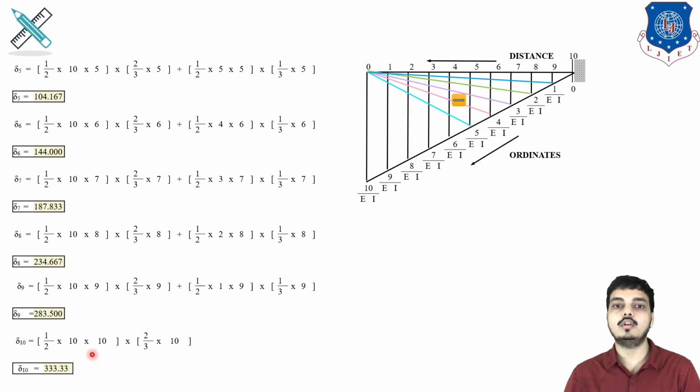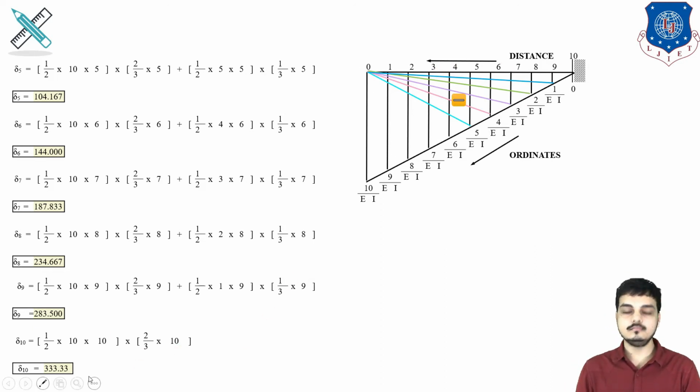But I would like to highlight delta 10. Look, for delta 10 there will be only one triangle. After 9, this line is only connected to this point number 10. So there will be only a single triangle for 10, which will be 1/2 into 10 into 10 into 2/3 of 10. So this is my delta 10. This is only the first step of the sum.